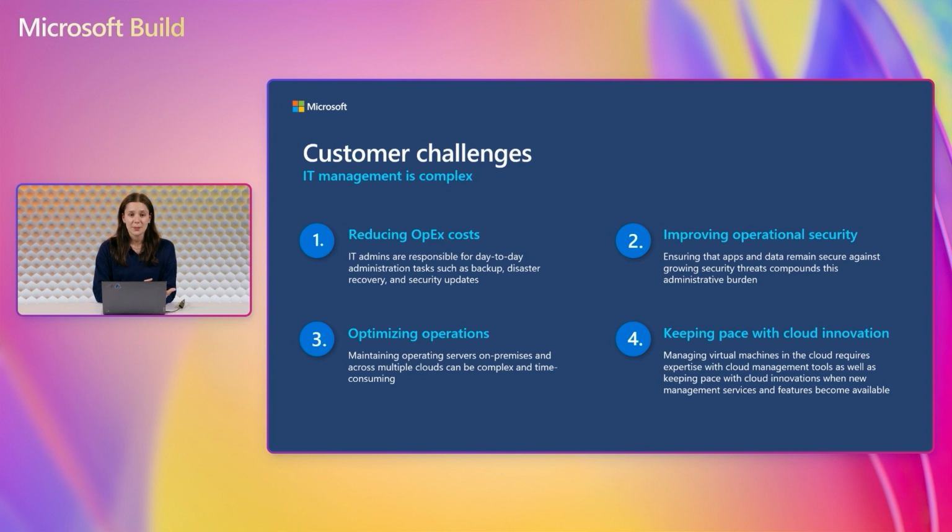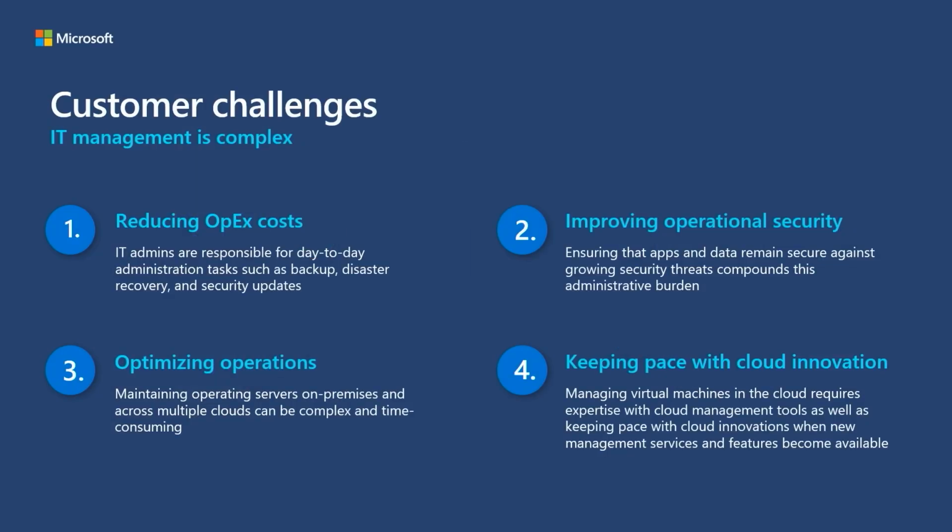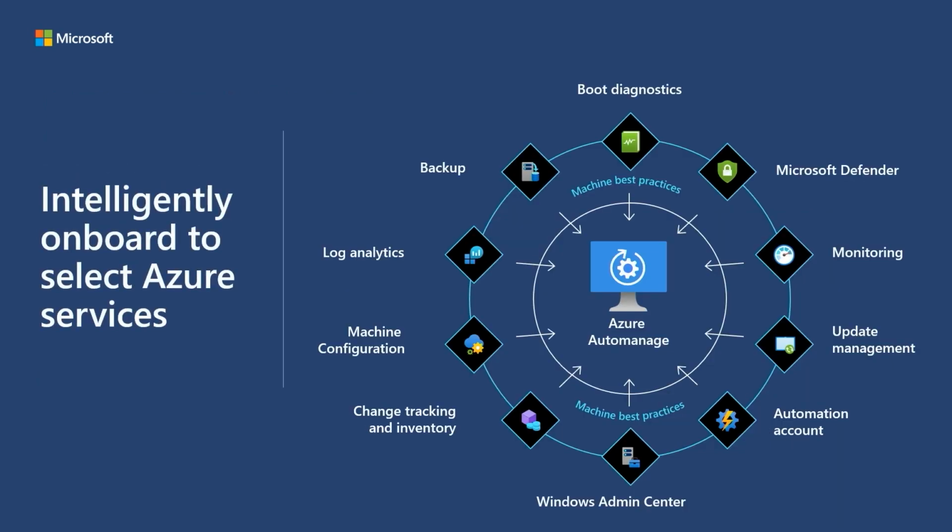IT management is complex. There are OpEx costs with training teams to have all of the subject matter expertise to leverage services. How do you make sure that all of your apps and data remain secure against growing security threats? And this, again, comes with that immense administrative burden. How do you make sure that your servers that are on-prem and in multiple clouds are aligned with the way that you're managing your Azure virtual machines? And again, keeping pace with cloud innovation. So when a new service becomes available, how do you know if this is something that you should adopt or not? So that's where Automanage really comes in.